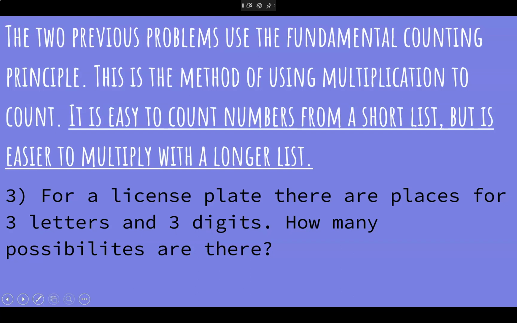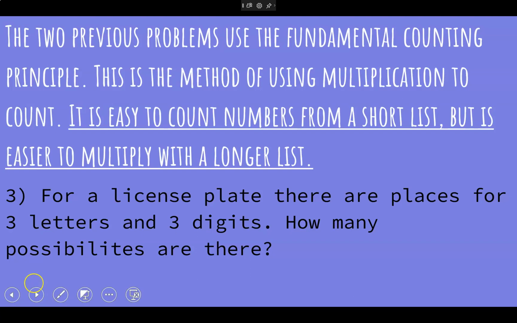If you've seen license plates, you know they have letters and numbers. For a license plate, there are places for 3 letters and 3 digits. How many possibilities are there for all these license plates? Well, how many letters are there? 26. Could they be repeated? Yeah, so they all have an equal chance of being used every single time. How many single digit numbers can I put? 10, from 0 to 9.